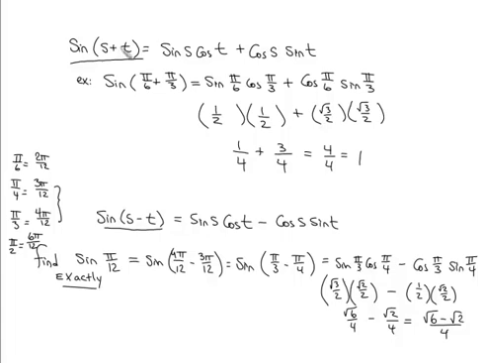Okay, so those are the sine addition and subtraction formulas. Now we have similar formulas for cosine, so we can do cosine of s plus t. And it turns out that cosine works a bit differently. It's cosine of the first and then cosine of the second. So the two cosines go together, and then the two sines go together. Sine of the first times sine of the second.